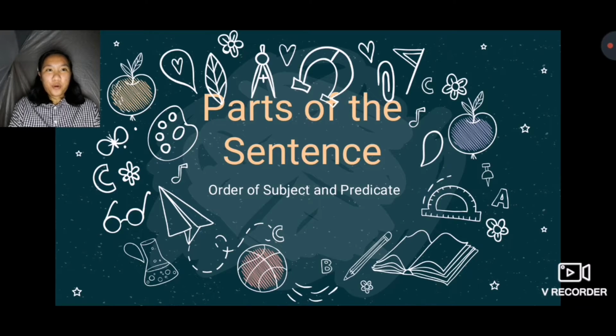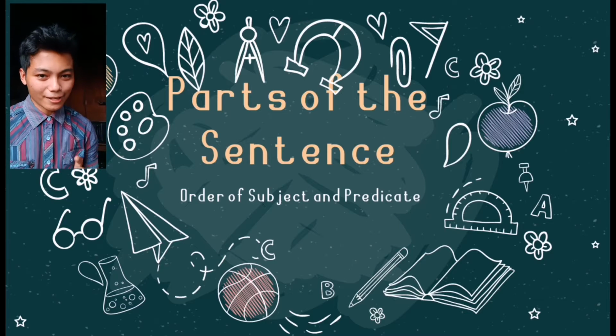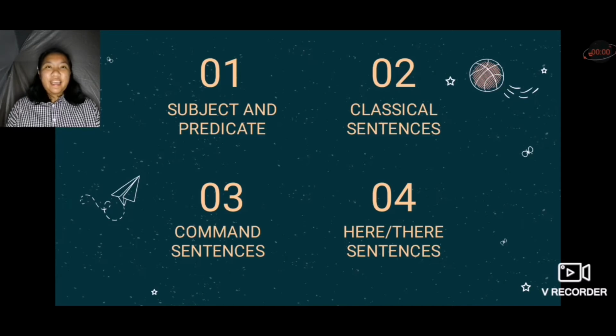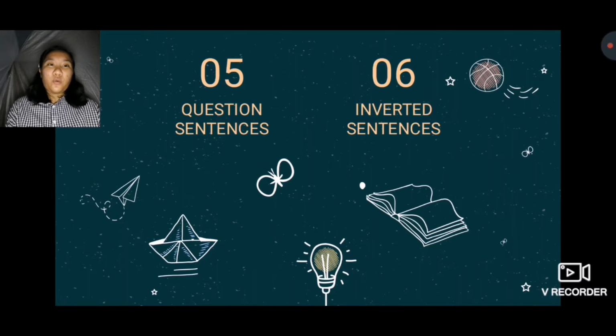And this is our report, which is the parts of the sentence, particularly on the order of the subject and the predicate. Let's get into it. These are the contents of our report. First is the subject and predicate. Second, the classical sentences. Third, command sentences. Fourth, here or there sentences. Fifth, the question sentences, and then the last one is the inverted sentences.